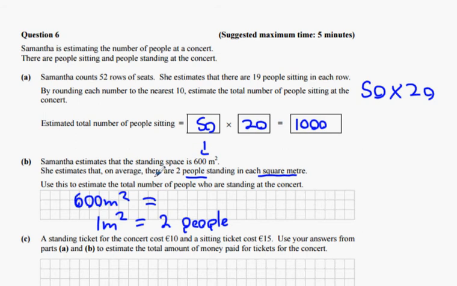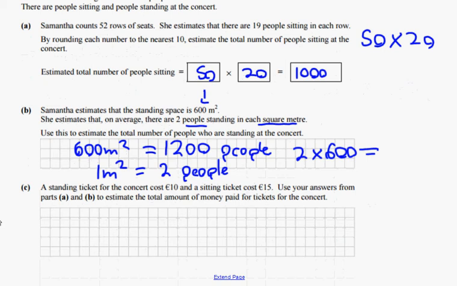So this is the amount of people who sit down. Now we're on the amount of people that are standing up. So multiply 2 people by 600, and you find that it is 1,200 people. So we have 1,000 people sitting and 1,200 people standing.